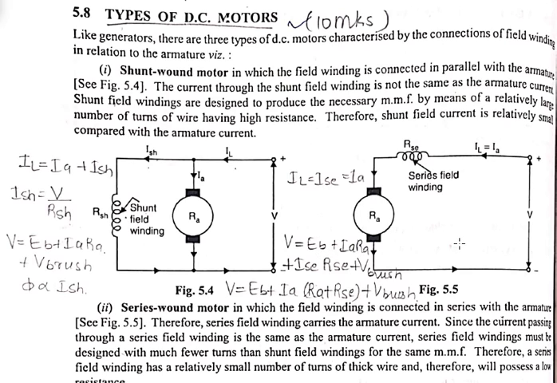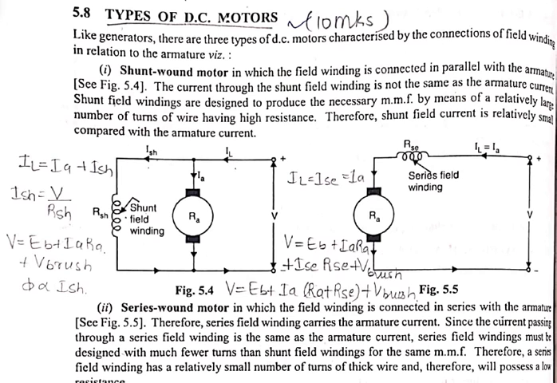Plus finally the back EMF. So in case of a series motor, how do we represent it? Neglecting the connecting lead voltage drop, V is equal to ISC into RSC plus brush drop plus IaRa plus EB, or you can write it as V is equal to EB plus IaRa plus ISC into RSC plus V brush.